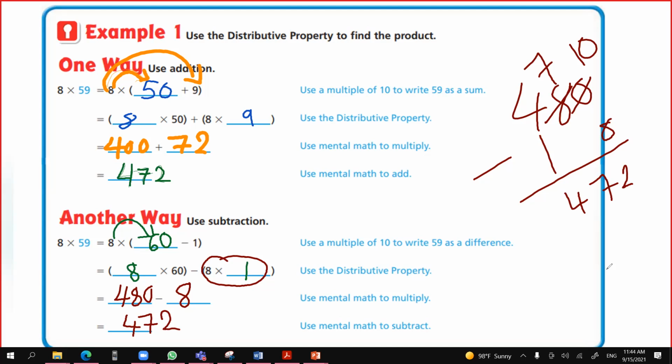So this is a way how I can use the distributive property in order to multiply 59 times 8. Once you can say it's 50 plus 9, and once you say it's 60 minus 1. And you will use the distributive property in order to solve it. Got it?